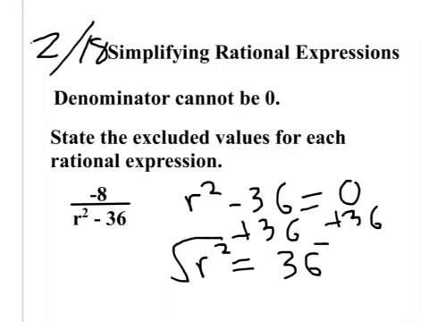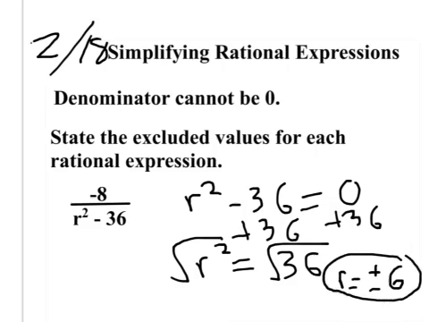Take the square root of r squared to get r. What's the square root of 36? 6. Well, it's 6. What else is it? Negative 6. So it's positive or negative 6. That's my excluded value. For this expression, we cannot have positive or negative 6. If r equals positive or negative 6, it would equal 0, which you cannot have. So this is our answer, plus or minus 6.